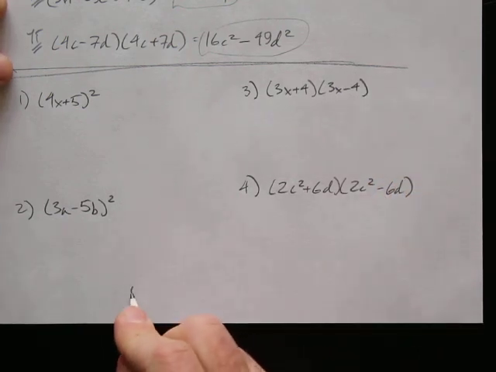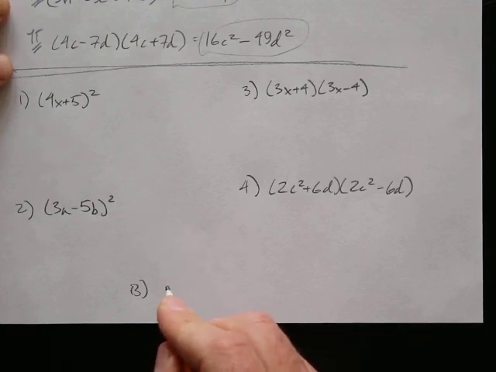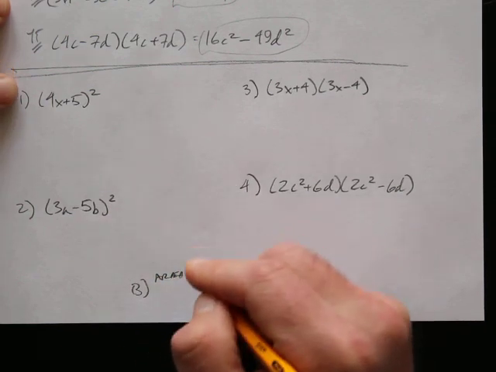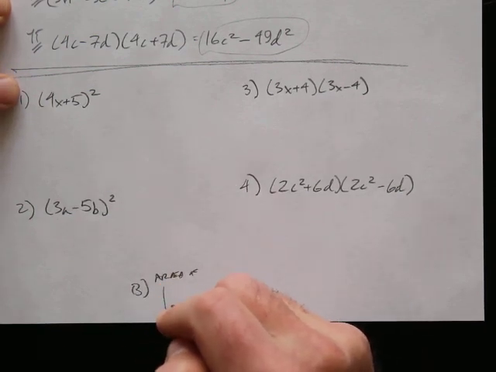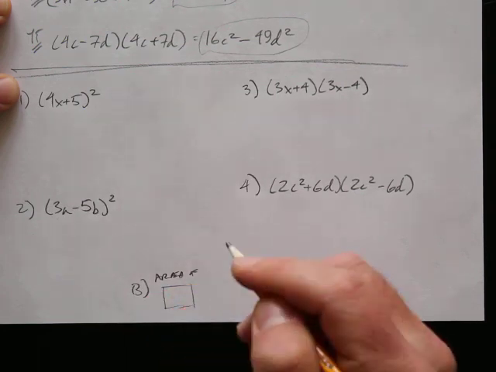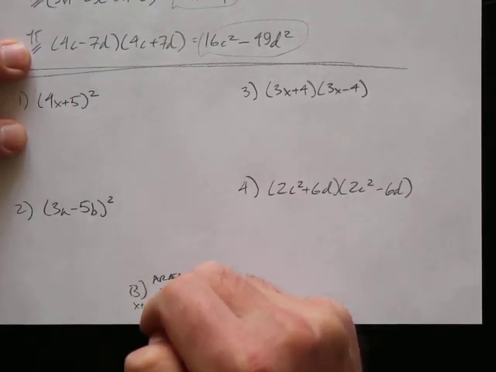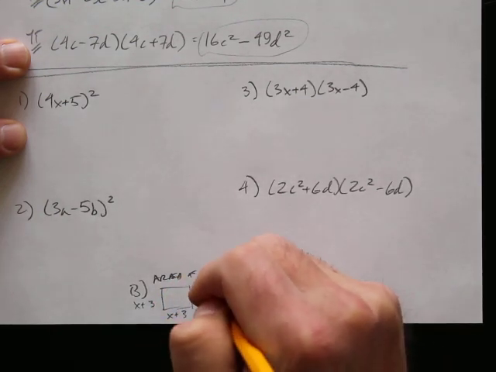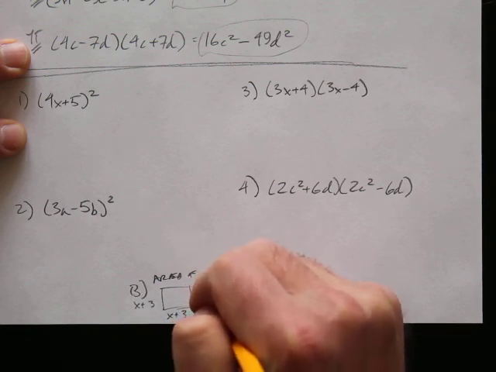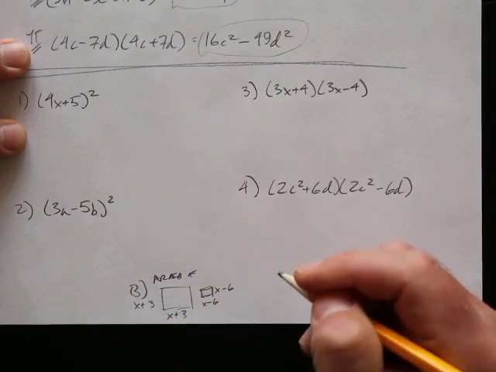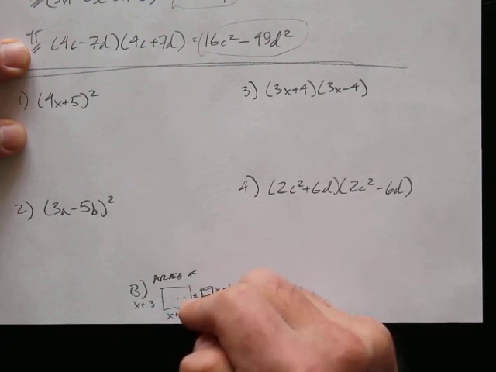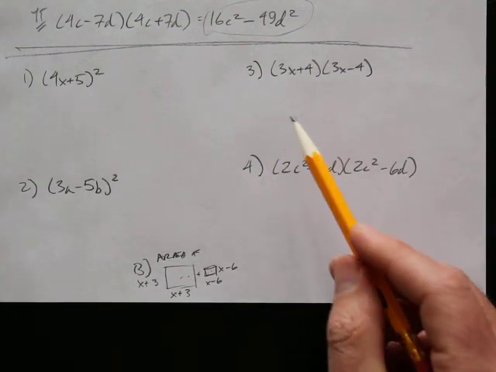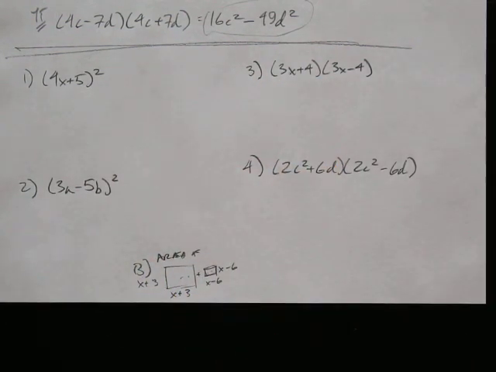And then let's do a little bonus down here at the bottom. I want to find the area of a polynomial. I've got a square here whose sides are x plus 3 by x plus 3. And I have another square whose sides are x minus 6 by x minus 6. I want to know the area of both of these added together. All right, let's see if you can do those. Okay, pause and try to do all 5 of these problems here.